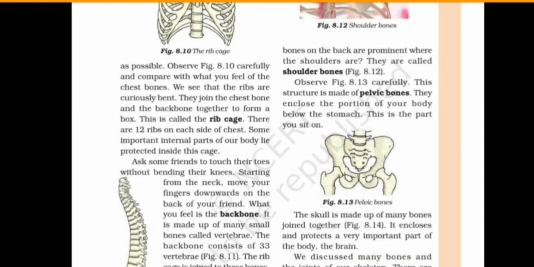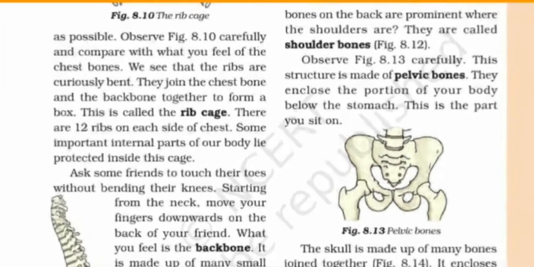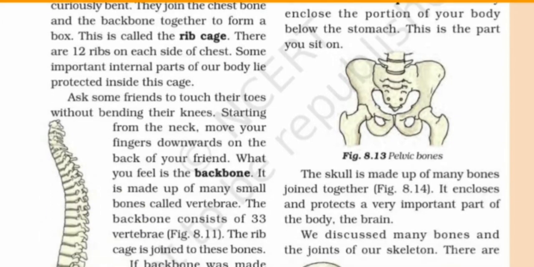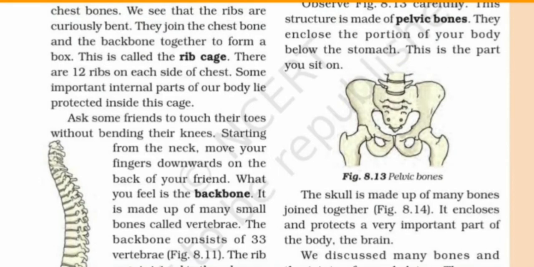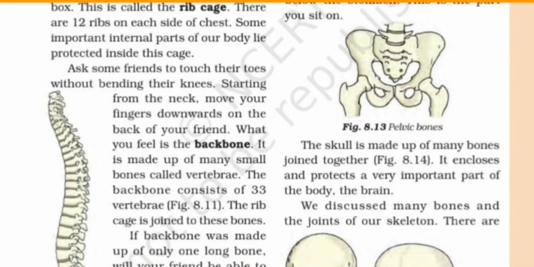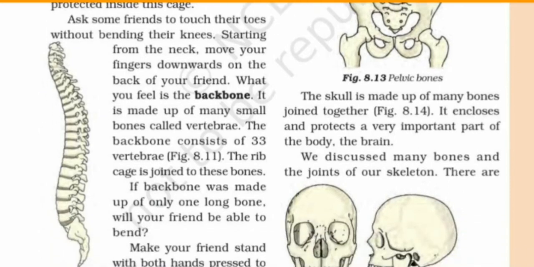Now see the pelvic bones, where they are located. This structure is made up of pelvic bones. You can see here in the picture, figure 8.13. The enclosed portion of our body below the stomach, that is the abdomen, has the pelvic bone. This is the part you sit on. This is called the pelvic bones, which is the hip bone. It is the structure you sit on, and it is the internal part of your body, and it protects your kidney and uterus.